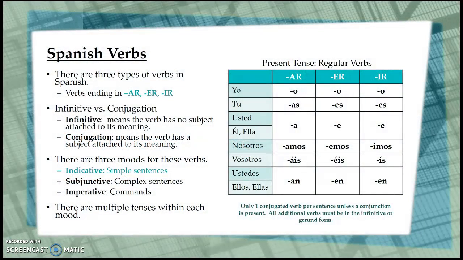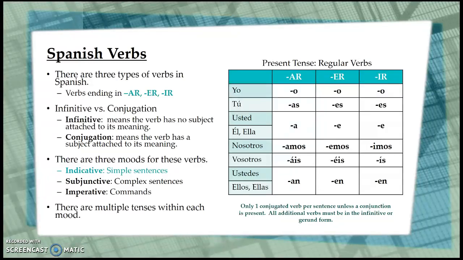In Spanish, there are three types of verbs, no more than three. These are the verbs that end in AR, ER, and IR. When the verb is in the AR, ER, or IR form, that is called the infinitive form. We can also conjugate these verbs, and what that means is we no longer end in AR, ER, or IR. We replace the AR, ER, or IR with an ending that correlates to the subject being attached to its meaning.